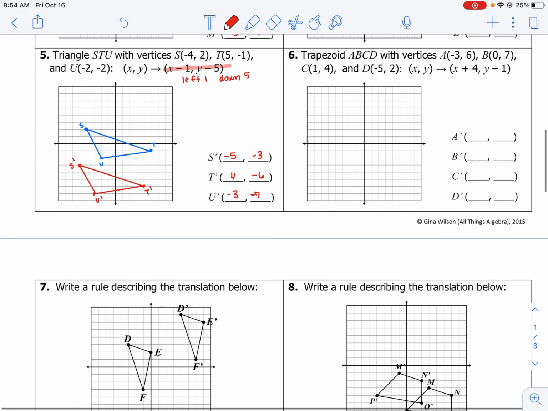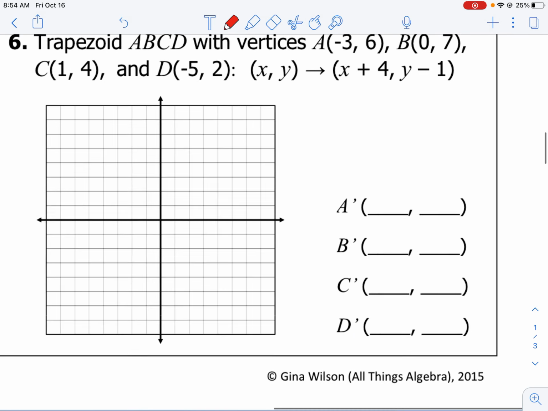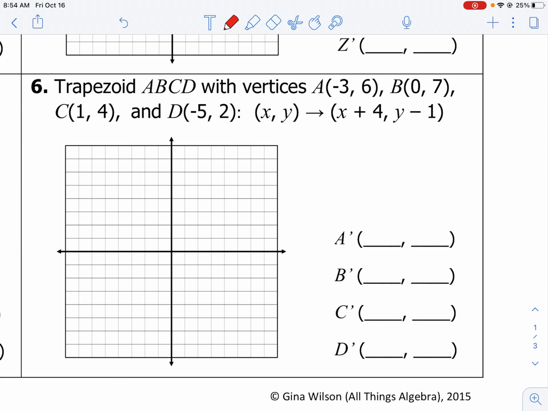All right. What I want y'all to do on number 6 is go ahead and graph it, do the following transformation, and then enter your answers into the Edpuzzle.